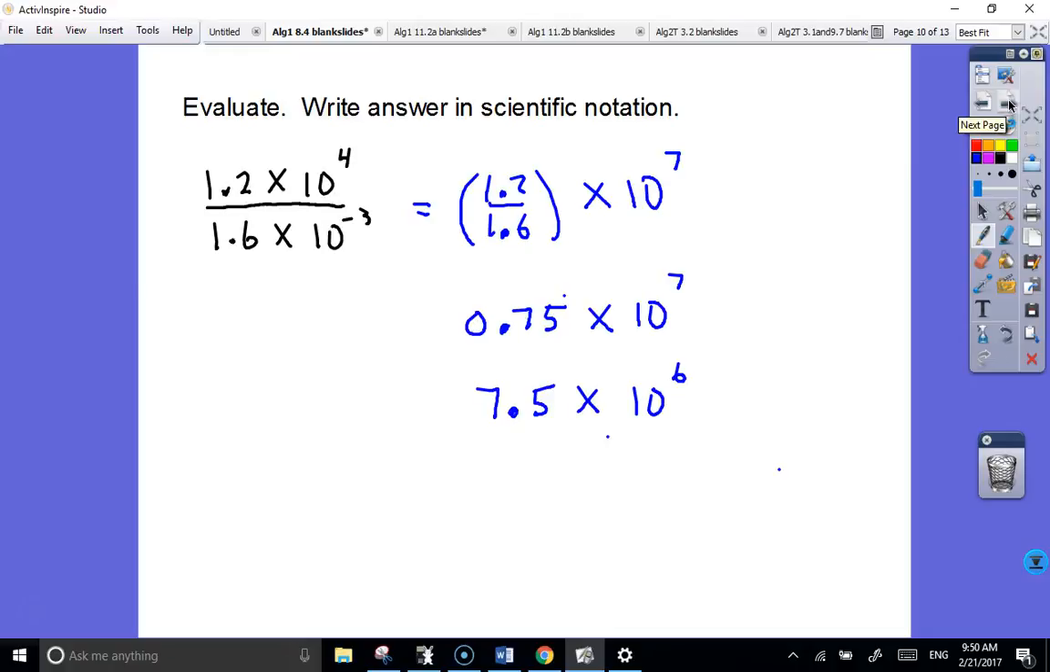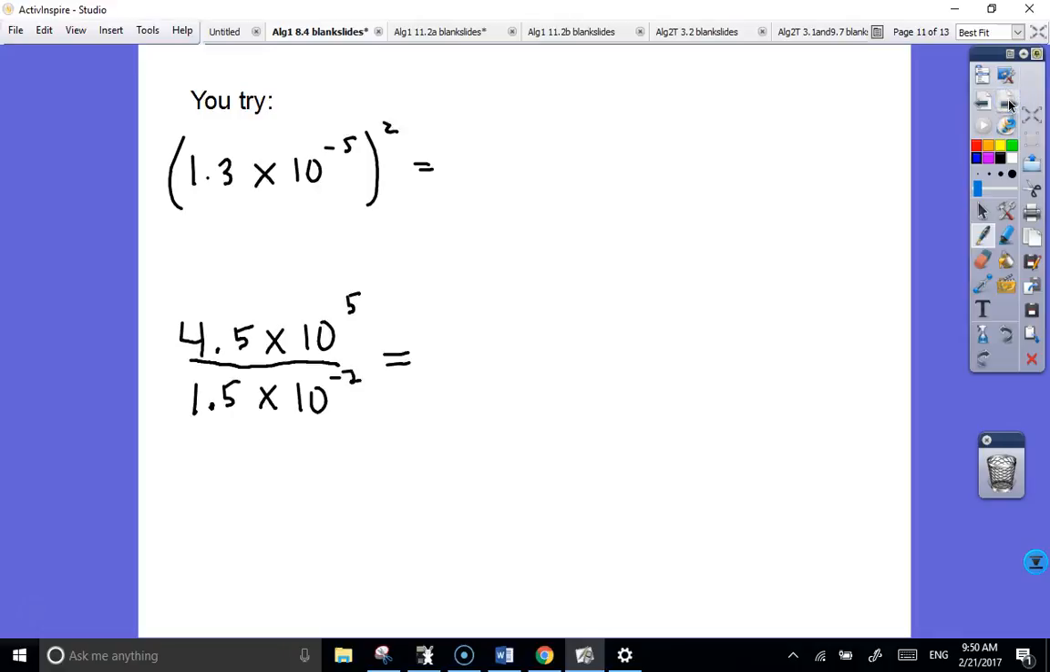Okay, last one. Last slide. You try. What did you get on the first one? 9.2 times 10 to the... Okay, so first you distribute, right? And that'll give us 1.3 squared times 10 to the negative 10. And 1.3 squared is 1.69.